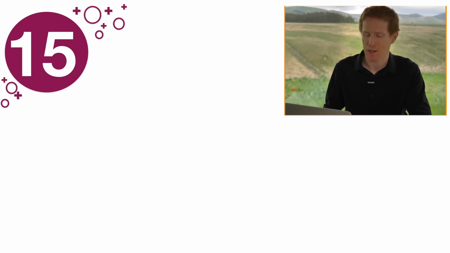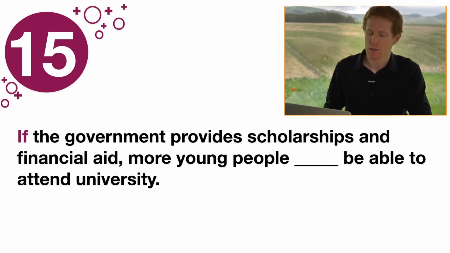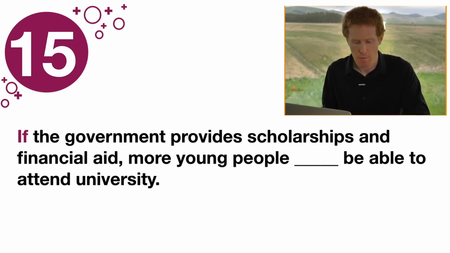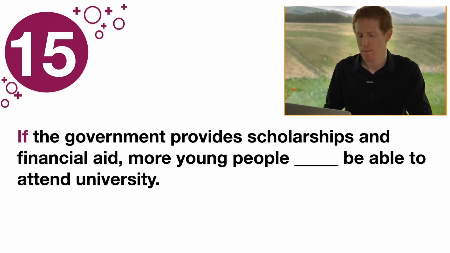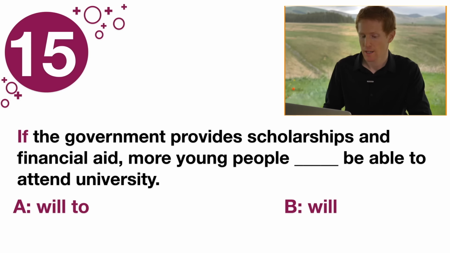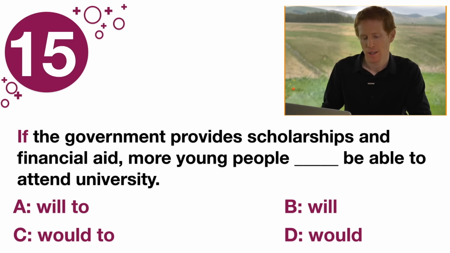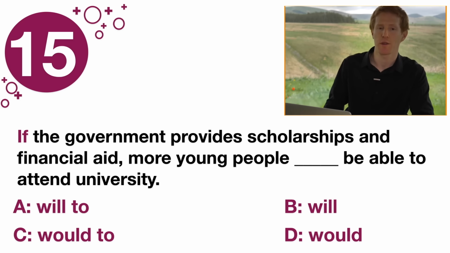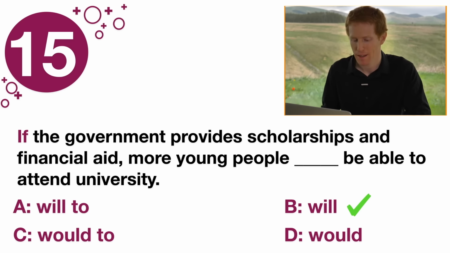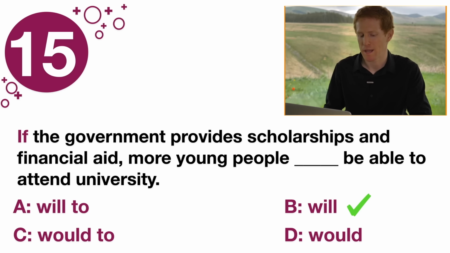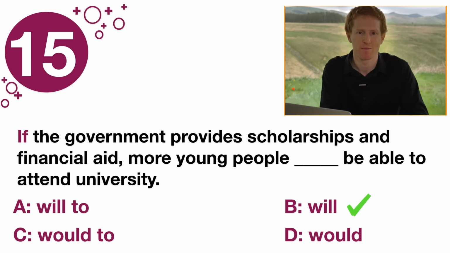Okay, 15, the final one. If the government provides scholarships and financial aid, more young people, something be able to attend university. Is it will to? Is it will? Is it would to? Or is it would? Now think, which conditional is this? Is this the first, the second, the third conditional? In this case, it's the first conditional, so the answer must be will. So many young people will be able to attend university.